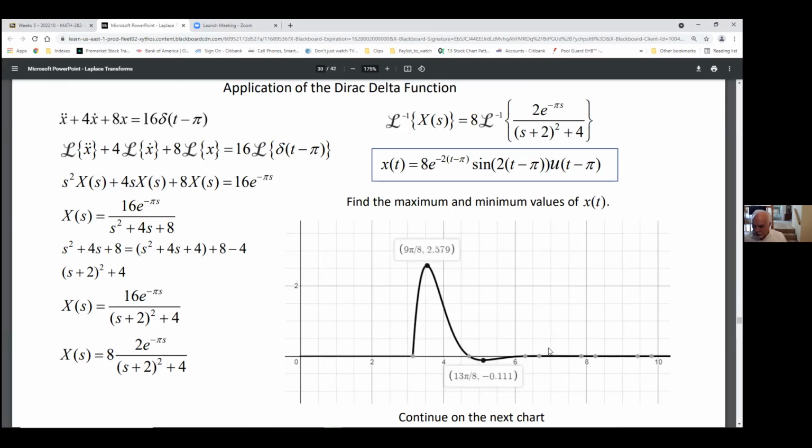And then you're going to have to solve a differential equation, second order differential equation, where you have the unit step function, right? And then you're going to have to solve a differential equation, an application where you have the Dirac delta function. And it is going to be a problem like this.